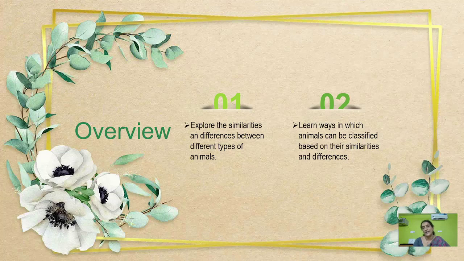This type of dividing animals is called classification. Classification: C-L-A-S-S-I-F-I-C-A-T-I-O-N. Classification, making into groups. Why should we make into groups, kids? Because to study more details about animals, we have to divide them into groups and then we can easily study.